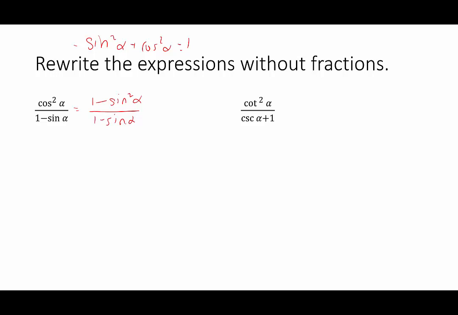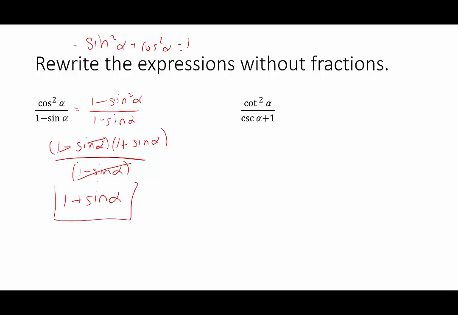That numerator, though, is a difference of squares. So we can write that as 1 minus sine of alpha times 1 plus sine of alpha over 1 minus sine of alpha. And lo and behold, look at that. That factor cancels with that factor up there, leaving us with 1 plus sine of alpha. And we followed the directions. We rewrote it without a fraction. So that's how we would do that.